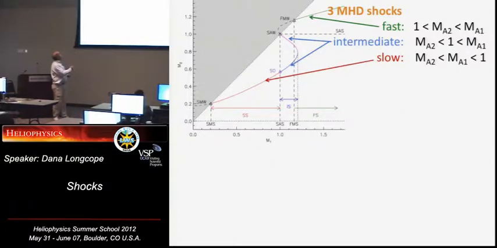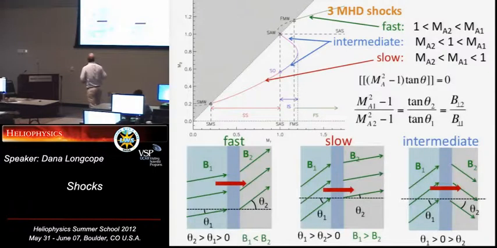The intermediate curve, here's Mach 1, here's Mach 1. Intermediate curve, Mach M2 is below 1, but M1 is above 1. And the slow magnetosonic curve, from this diamond to the left, both of them are below 1. Okay, so this is how we break things up. Why do we break things up this way?